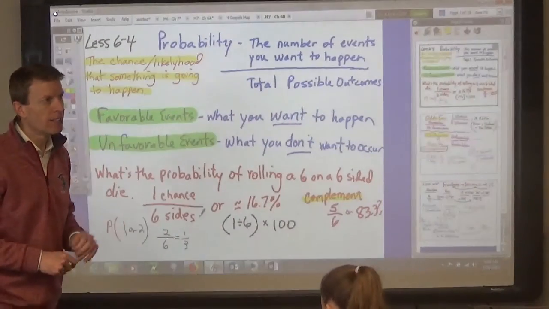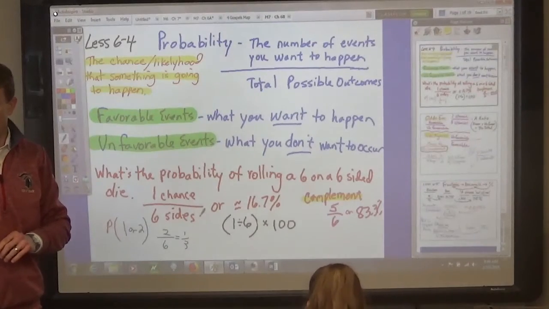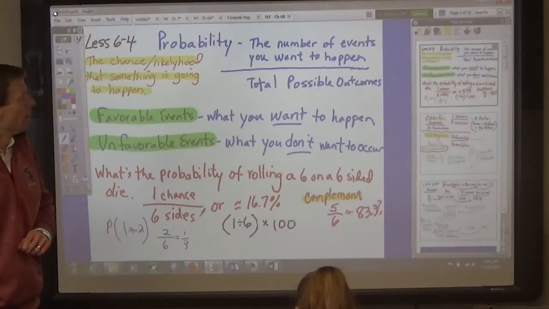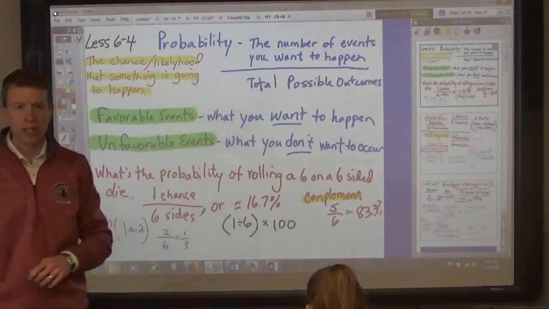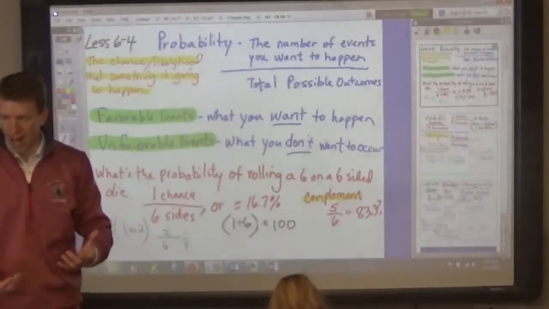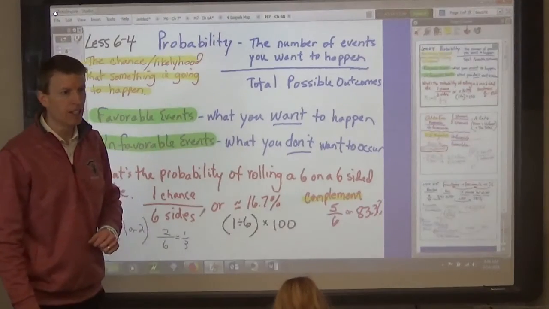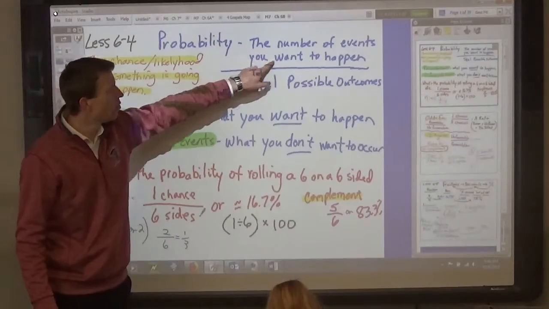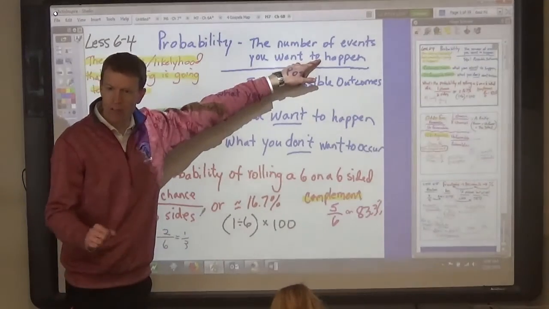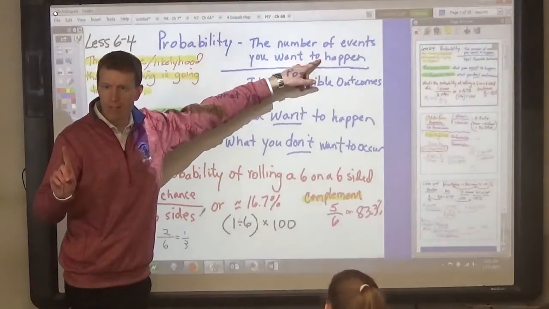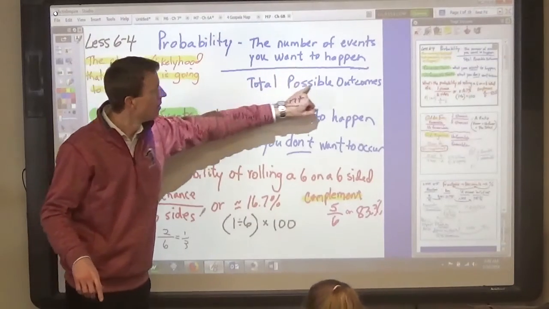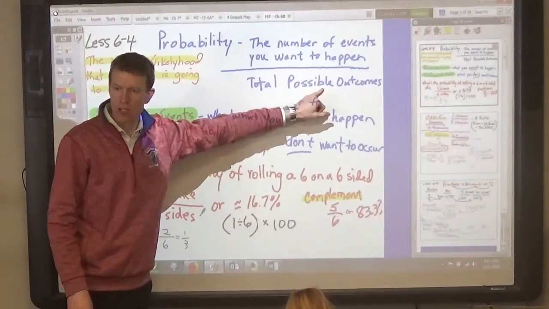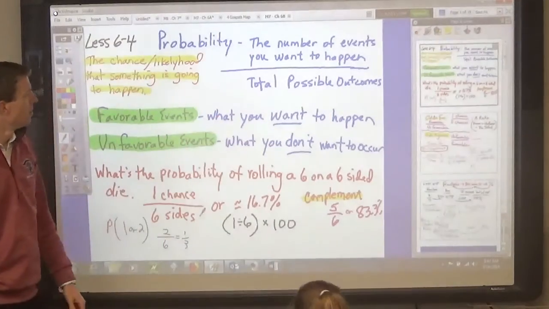And so, for example, if you're playing a game involving a six-sided dice, or a six-sided die, the probability of rolling a number, like 5, is 1 out of 6. In other words, the number of events that you want to happen, if you want to roll a 5, there's 1 5 out of 6 possible outcomes. So it's 1 out of 6. Okay?